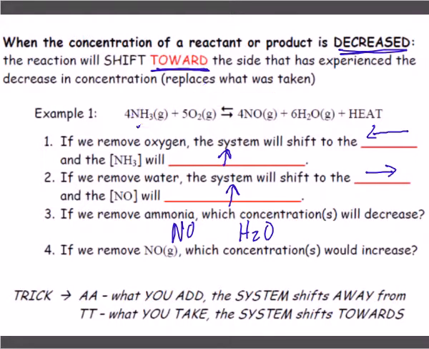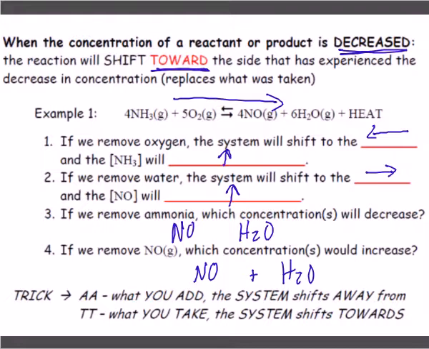You guys try number 4 really quick. We remove NO. Which way are we going to shift to? Right. Okay. What concentrations would increase then? Ammonia and oxygen. Nope, increase. Okay. Yeah, NO and H2O, it's the same.